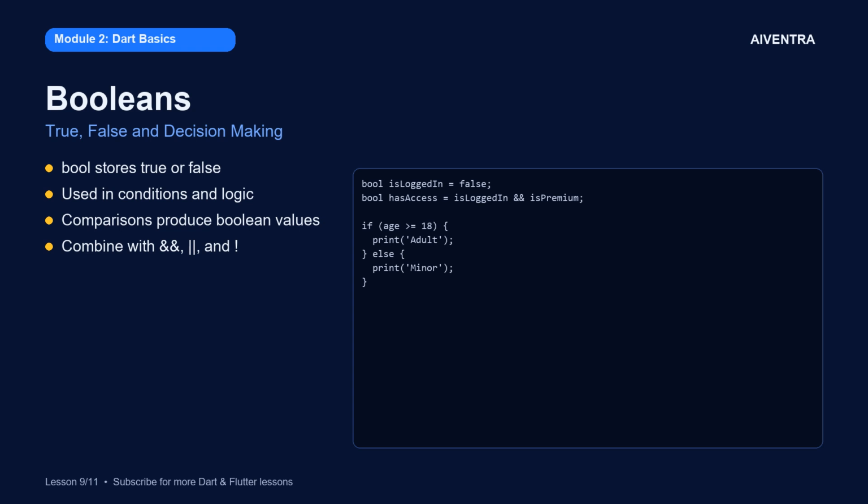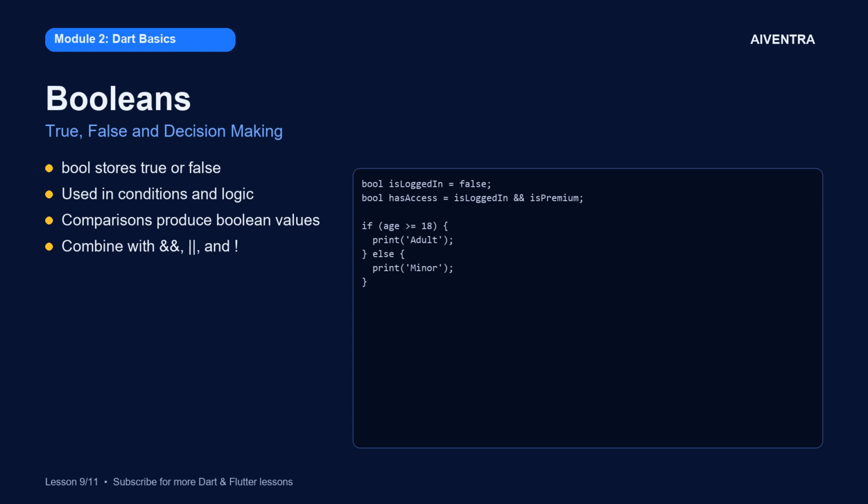You create a bool like any other variable. For example, bool isLoggedIn equals false. You might later set it to true after a successful login. Many app states are Boolean at their core: isLoading, isVisible, hasPermission, and isEnabled.